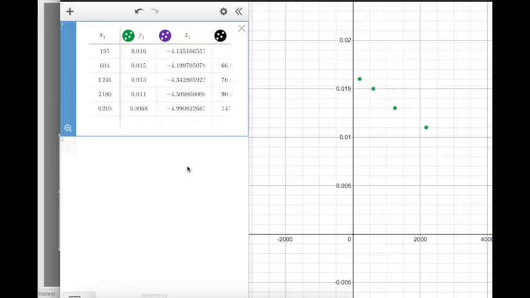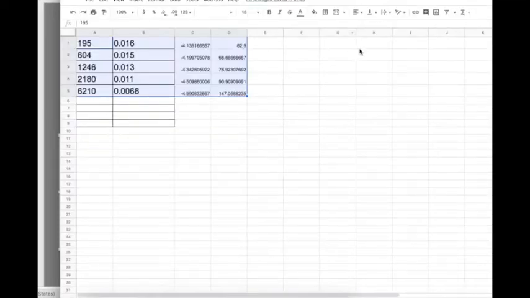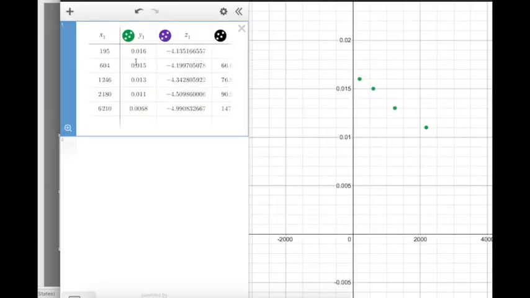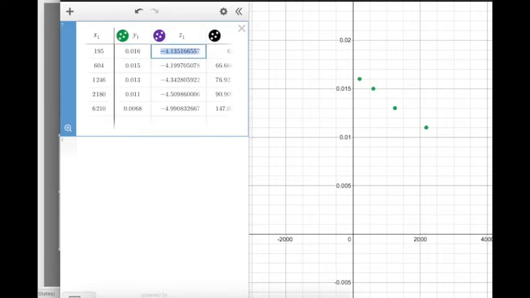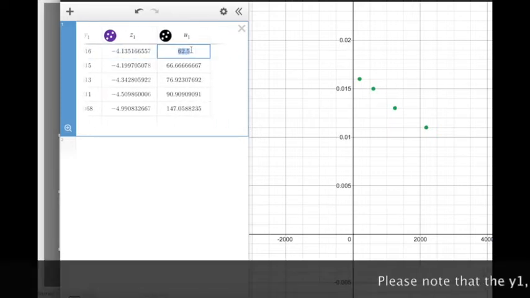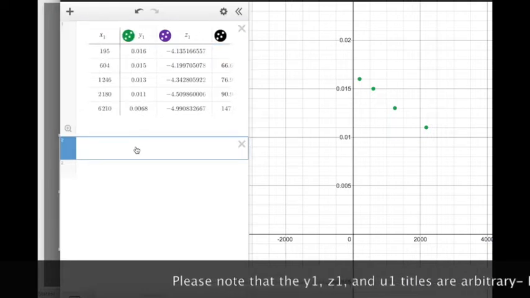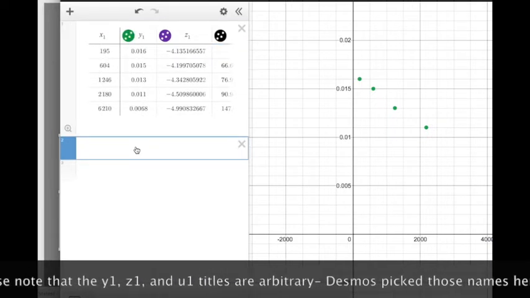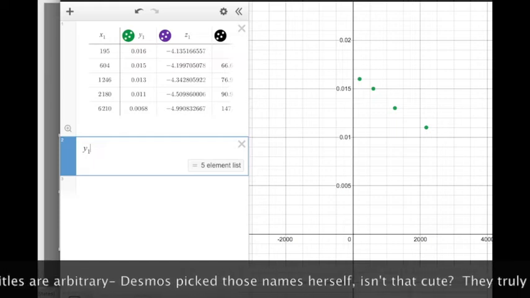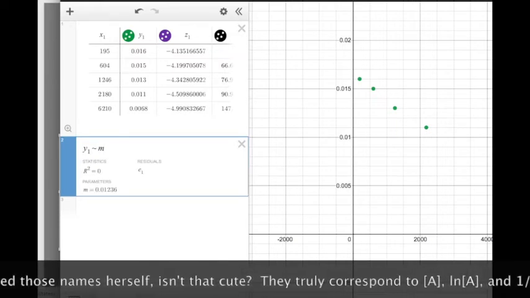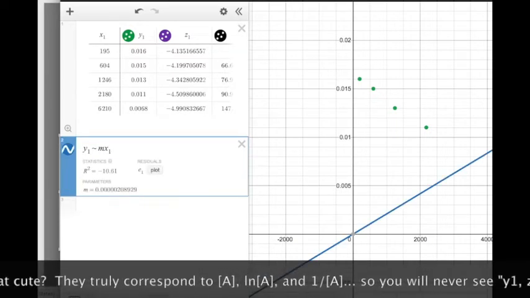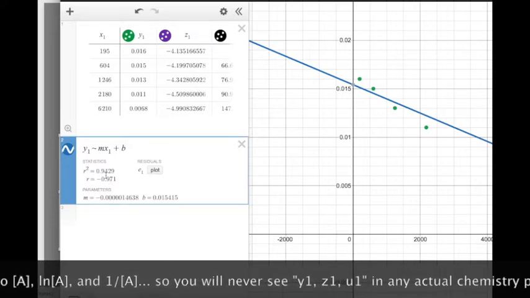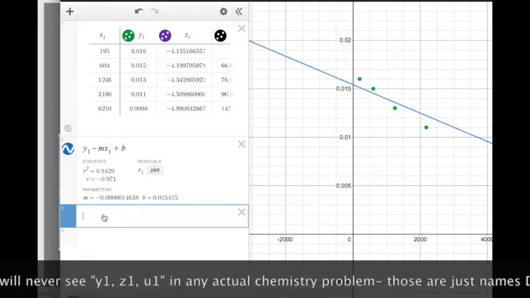Okay, so I've gone ahead and put my data in a spreadsheet. I've copied it over to Desmos. This is concentration data. This is natural log data. And what I have over here is 1 over the concentration data. So I'm going to see which one fits. Hey, Desmos, is concentration data proportional to a slope times time plus b? Those are pretty good R values. Let's try the next one.